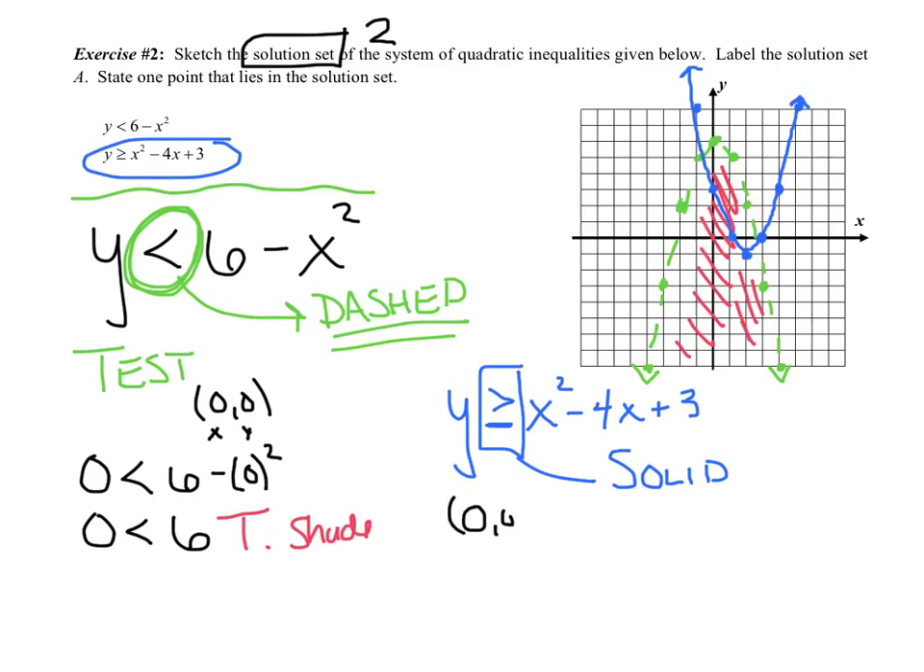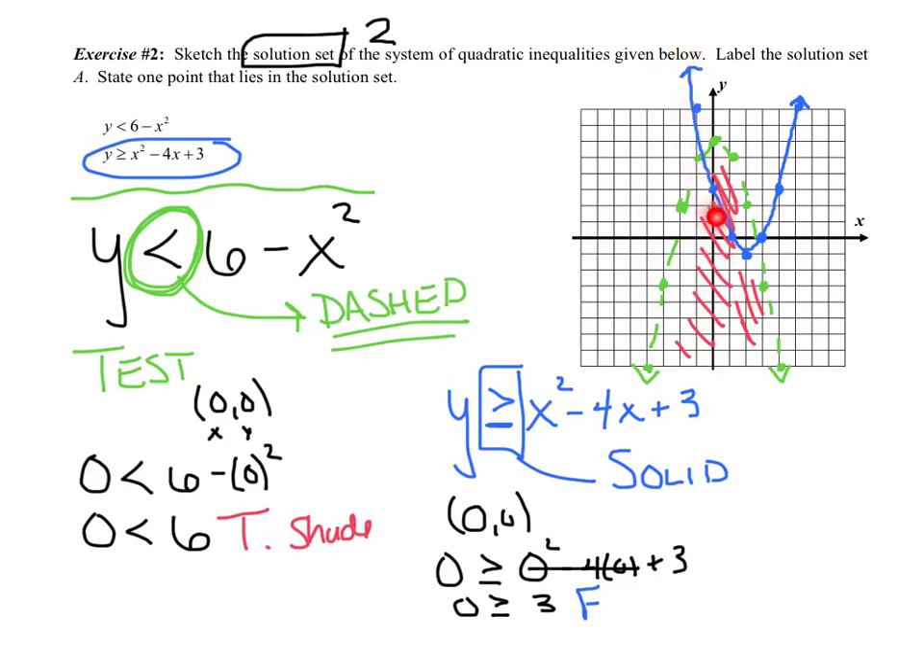So 0, 0, you can pick any point you want. Is 0 greater than or equal to 0 squared minus 4 times 0 plus 3? Is 0 greater than or equal to 3? Hopefully you're saying that that is very, very false. 0 is not bigger than 3. That means you cannot shade where 0 was.